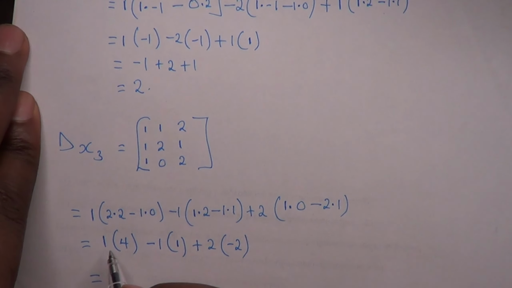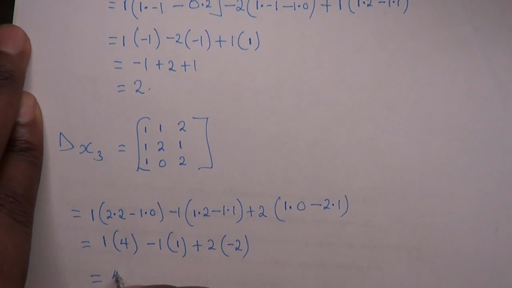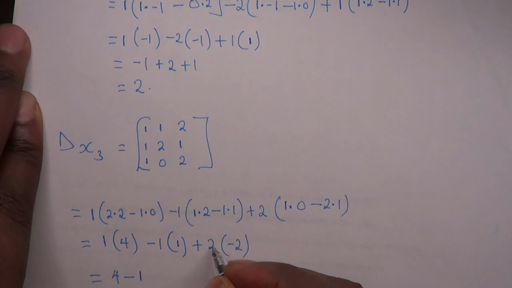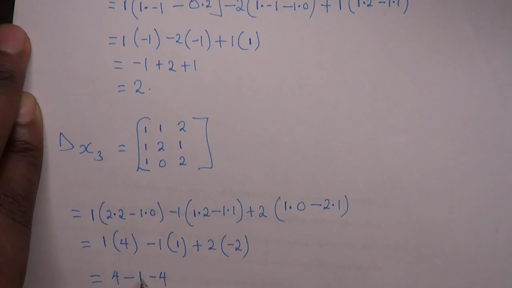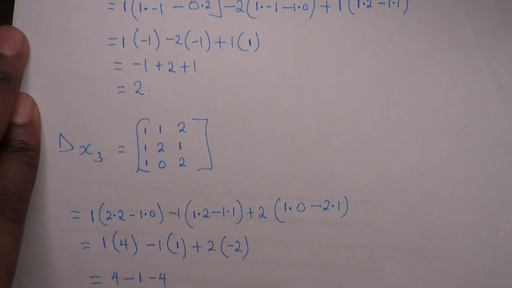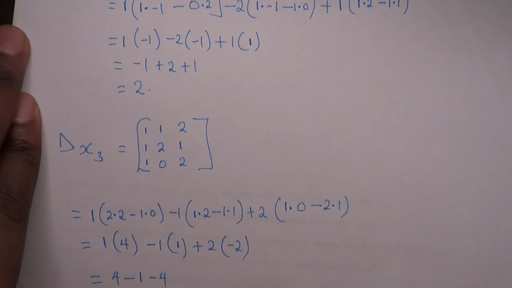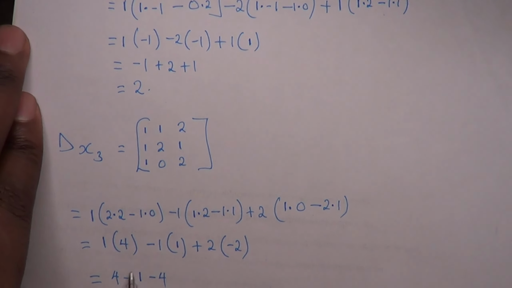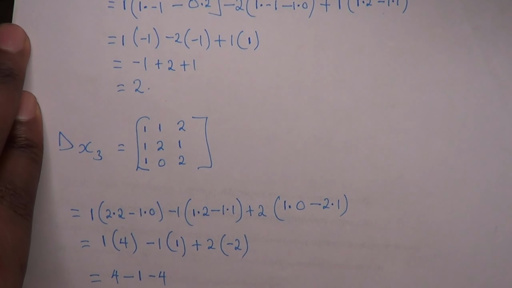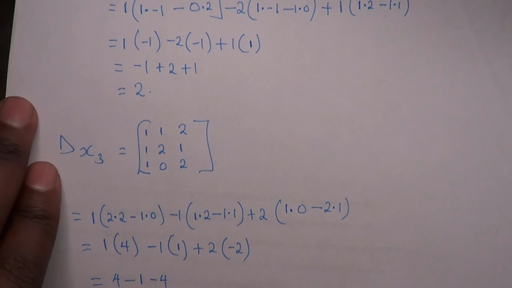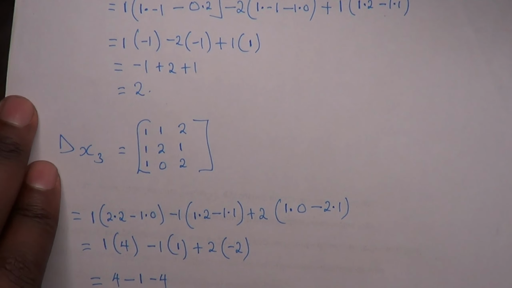So here it will be what? 1 times 4, that is 4. Minus negative 1 times 1, that is 1. Plus 2 times negative 2, that is negative 4. So 4 minus 1, that is 3. Now this one it will be 4 minus 1, that is 3. 3 minus 4, that is negative 1. So that is dx3. So from here already we have dx3.